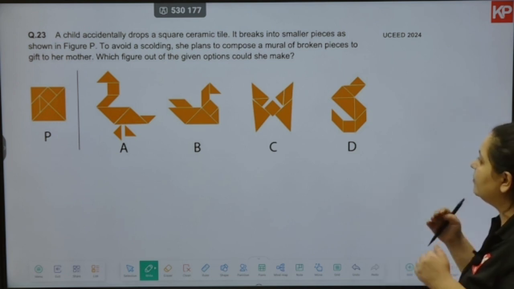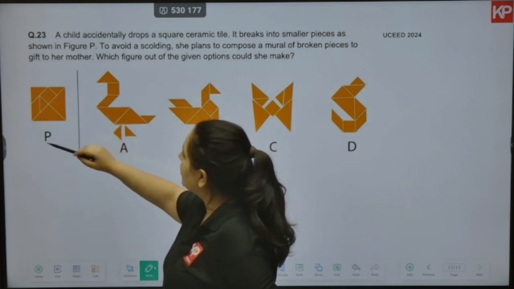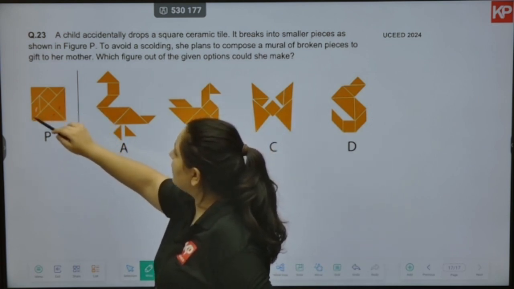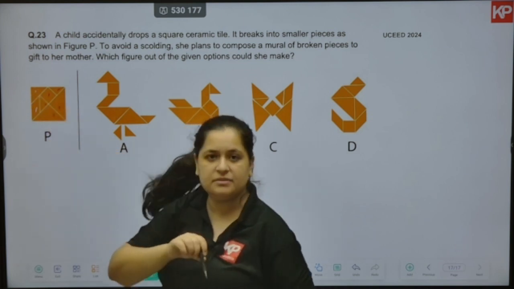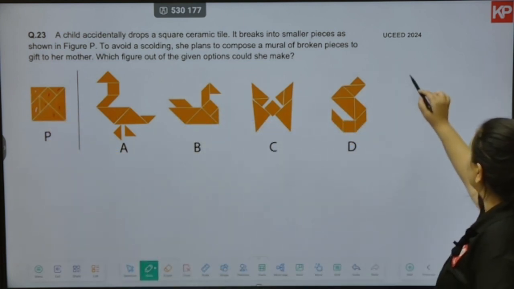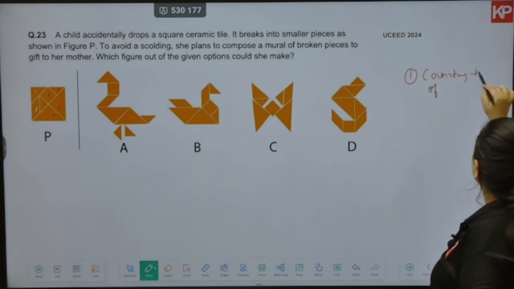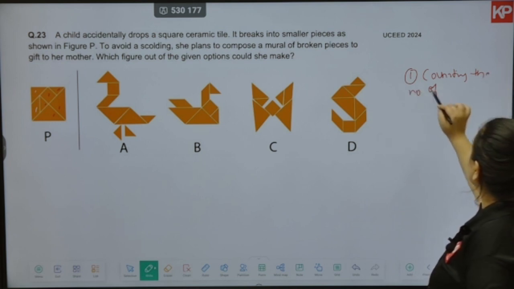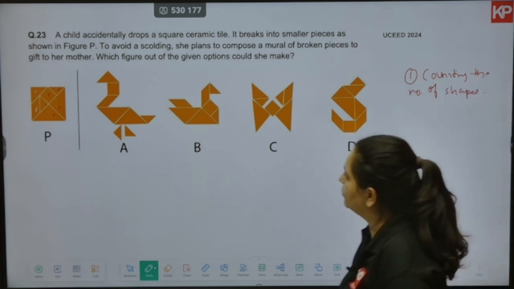Okay, now again we are coming to the same basic. A square has been divided into 2 big triangles, 1 parallelogram, 1 square, 2 smaller triangles, and 1 medium sized triangle. Exactly the same. Okay, now let's begin with counting the number of shapes. That is the first step that we will do.